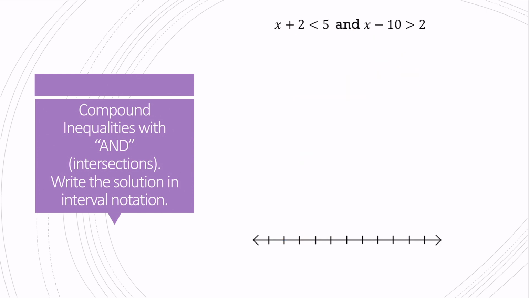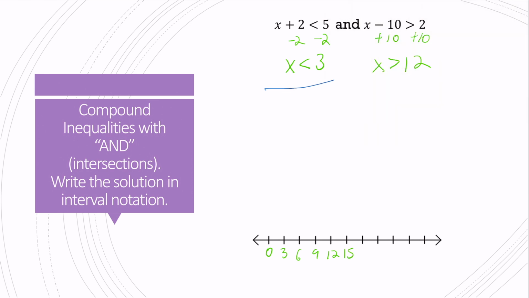Let's look at another intersection example. Here I have x plus 2 is less than 5. So I'm going to subtract 2 from both sides. I have x is less than 3. I'm going to add 10 to both sides. I have x is greater than 12. And I can go ahead and label my number line. Maybe I'll do it counting by 3. Save us some time.